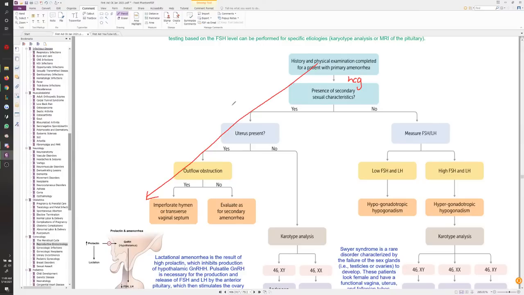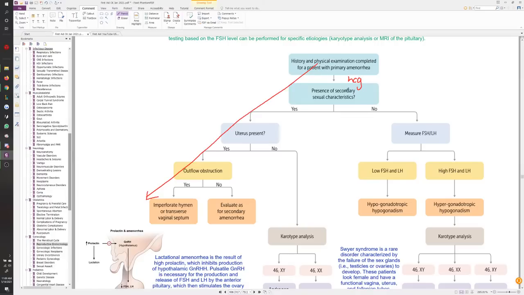This is the first one we looked at. Secondary sexual characteristics are there, uterus is there. Then what's the problem? Everything is good, so then what's the problem? Well, if uterus is there, maybe you have an outflow obstruction with the imperforate hymen. So you're having menses, it's just not coming out. So you need to open the hymen. Or there's no outflow obstruction because the only reason you're not having menses is some other secondary problem, like diabetes, obesity, prolactinoma, something like that. Okay, so that part's done.